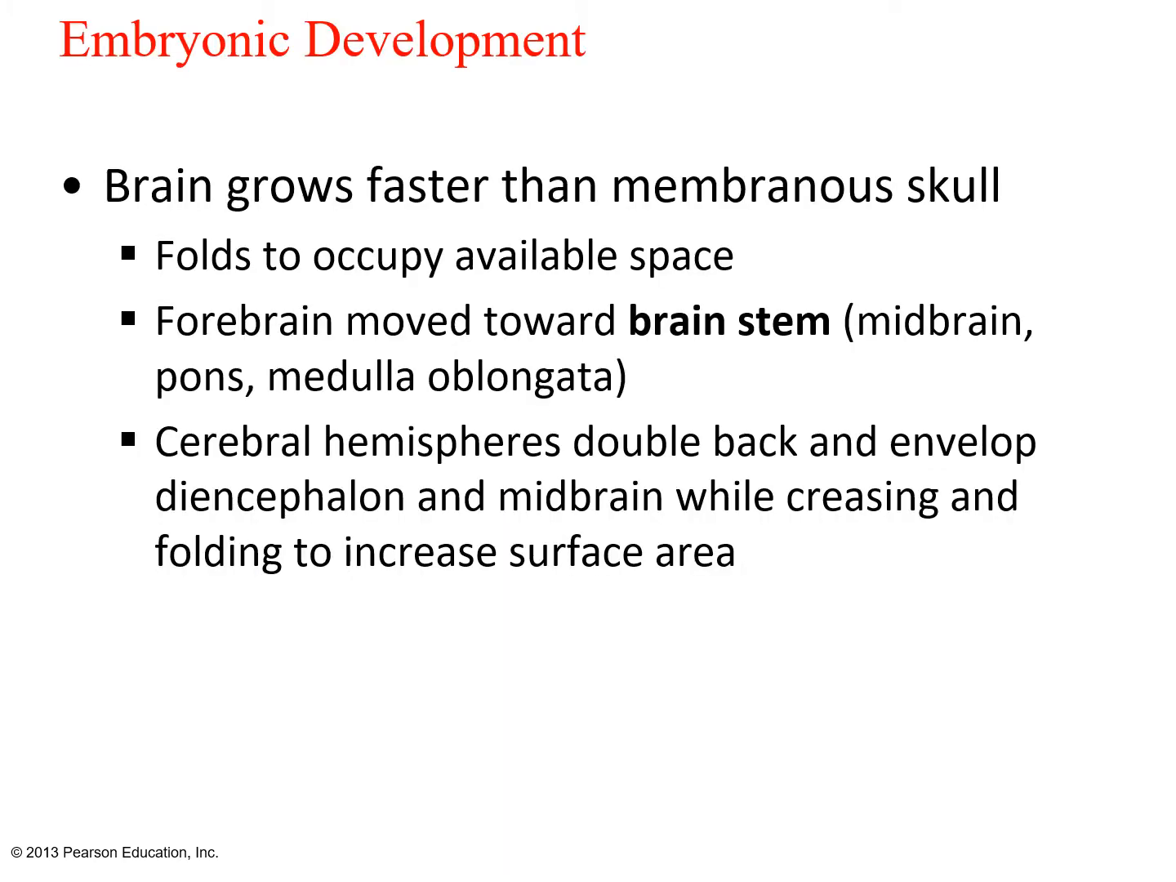In embryonic development, the brain grows faster than the skull does. As a result, it folds to occupy available space. A couple of things that happen are that the forebrain gets moved towards the brainstem, which we'll discuss in more detail in the second lecture, and the cerebral hemispheres double back. They cover the diencephalon and the midbrain, while they crease and fold to increase surface area. When we see a picture of the diencephalon and midbrain covered by the cerebral hemispheres, this will be a little bit more clear.